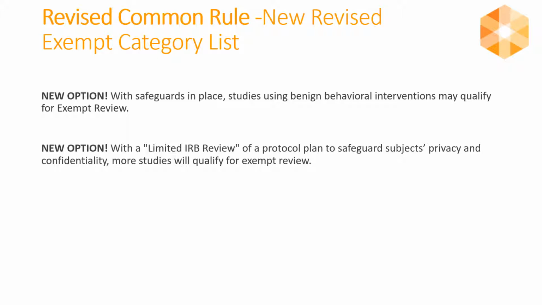Exemption 4 is related to your research on existing data, so secondary research use of identifiable private information or identifiable biospecimens. One change in the revised Common Rule is that the private information and biospecimens no longer have to be in existence prior to the start of the research, but must meet one of the applicability provisions.